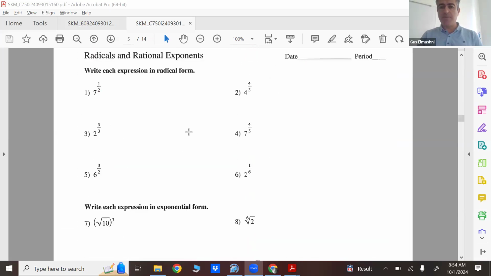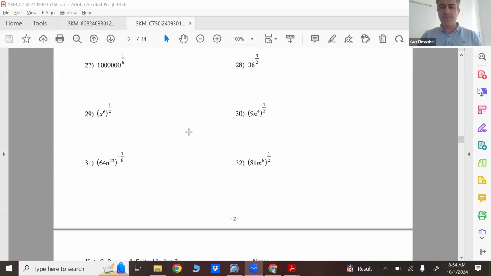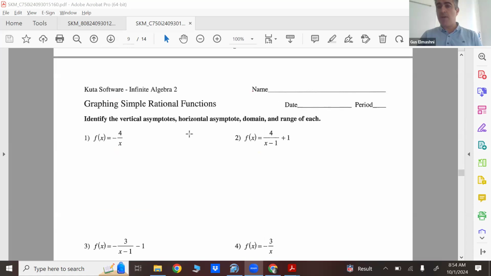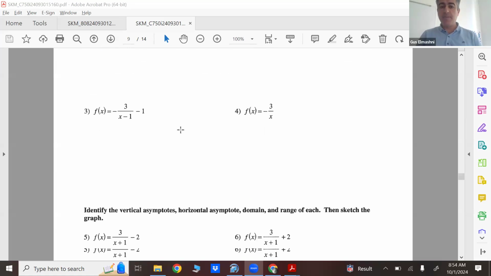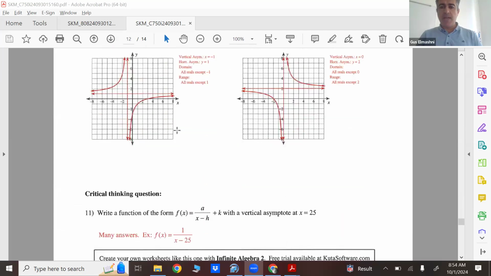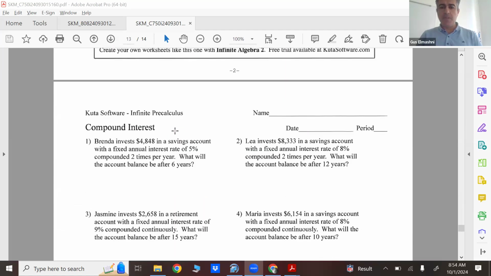Radicals and rational exponents has the answers afterwards. Graphing some rational functions, which we just talked about, the answers afterwards about all the asymptotes. And then lastly, compound interest. These are the 4 big ticket items that really serve as obstacles in the last test that we need to figure out. Tomorrow, I see you guys again at the end of the day.